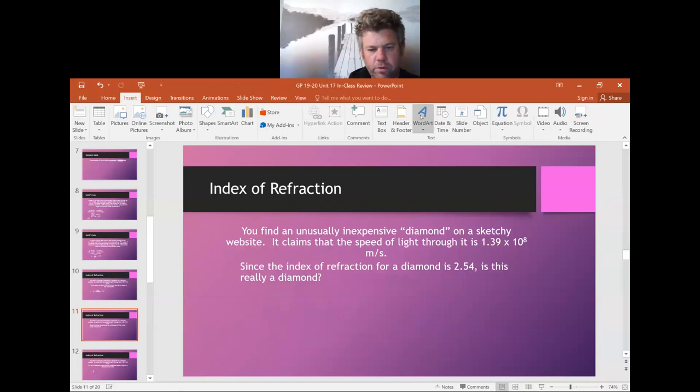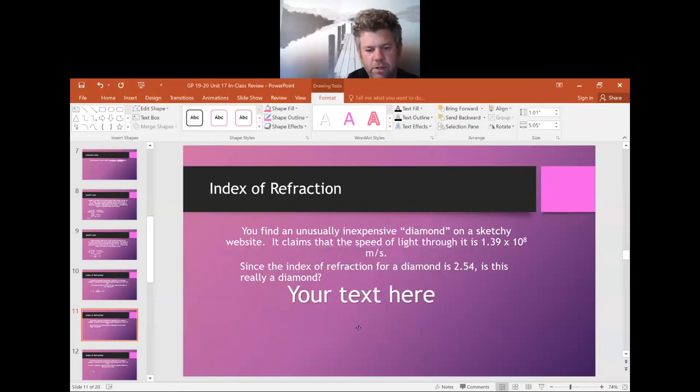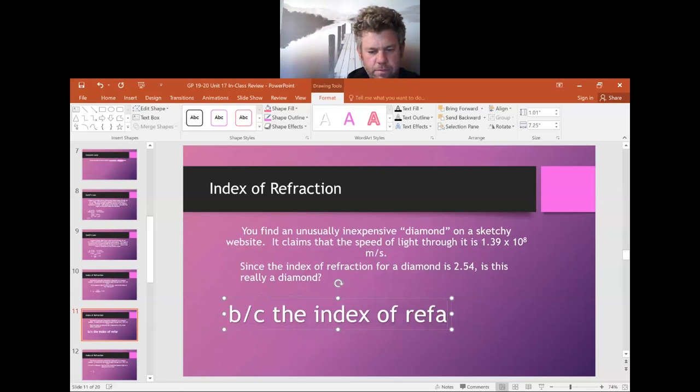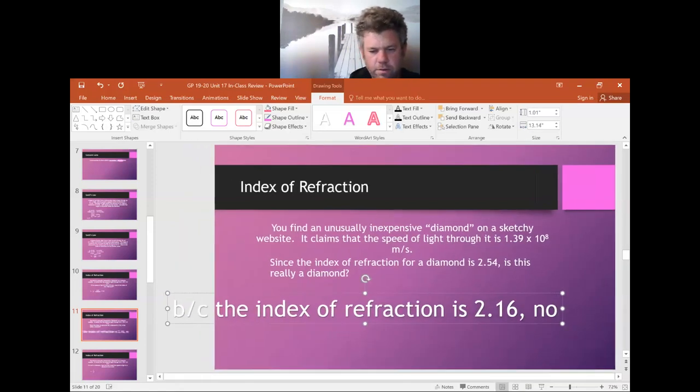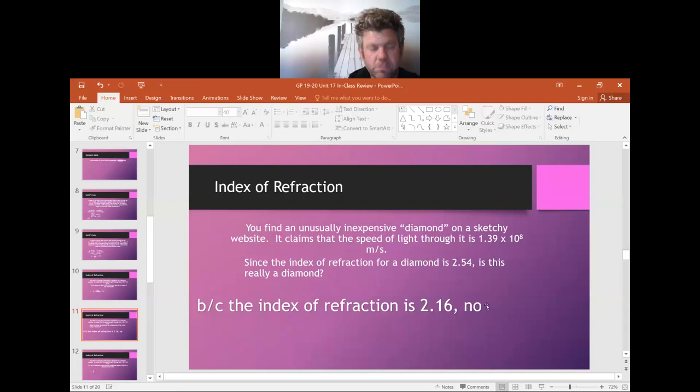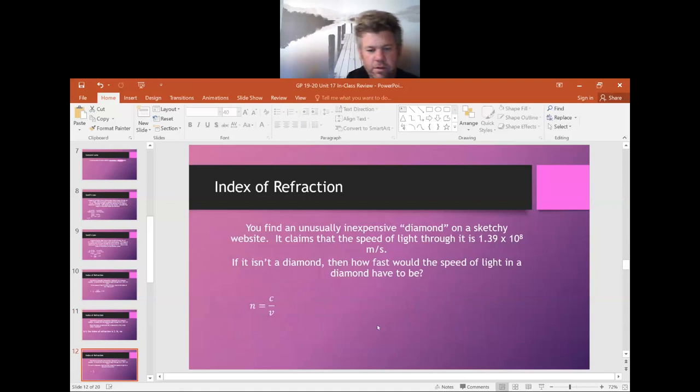Well, according to the index of refraction that I found, because it isn't the same index of refraction, based on that, no, it's not a diamond. All right. So then it asks the question: if it isn't a diamond, then how fast would the speed of light have to be?